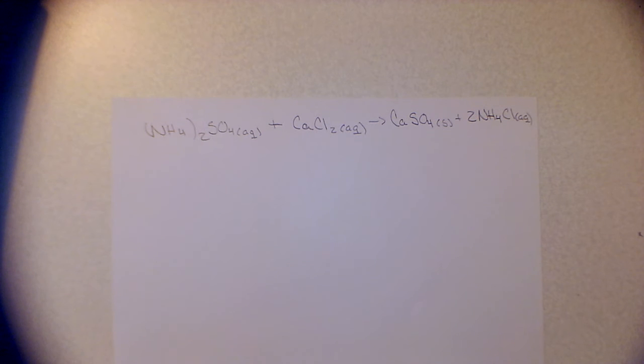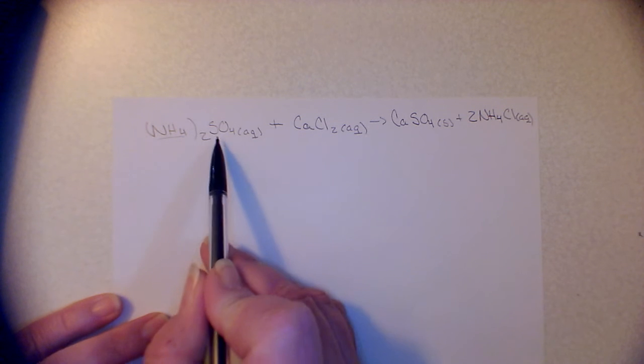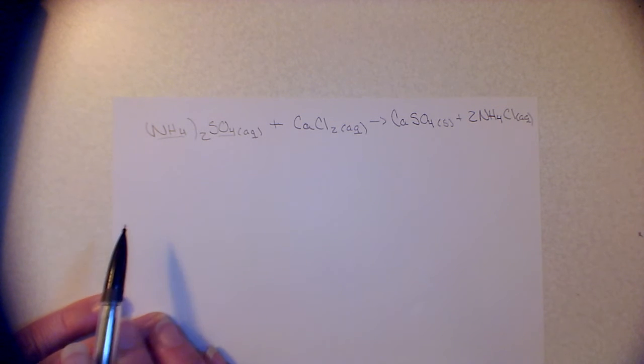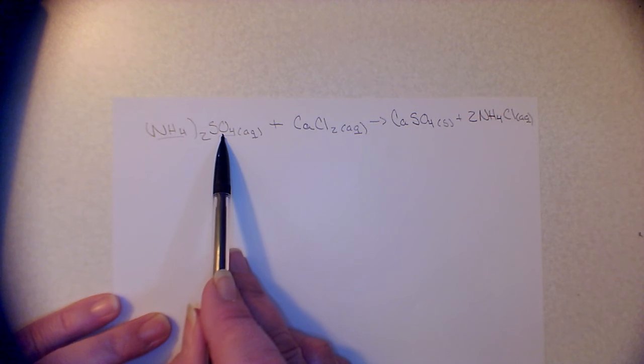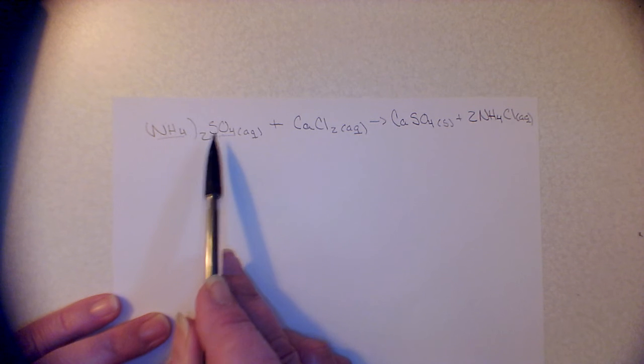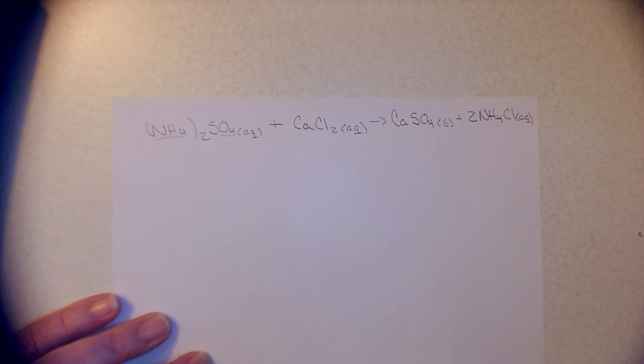Alright, so let's take a look. I have here a polyatomic, that's a polyatomic. The bond between nitrogen and hydrogen is covalent. The bond between sulfur and oxygen is covalent. We never, ever break covalent bonds in water.